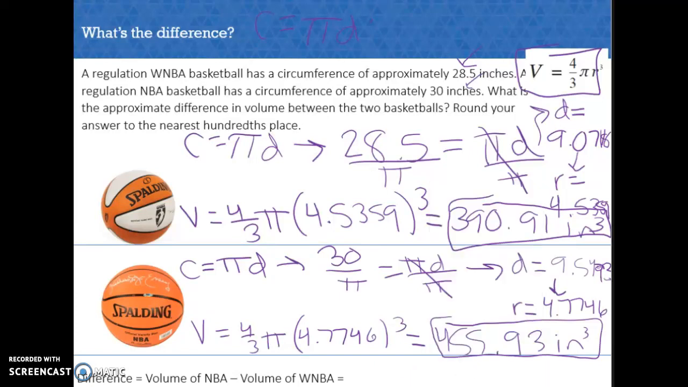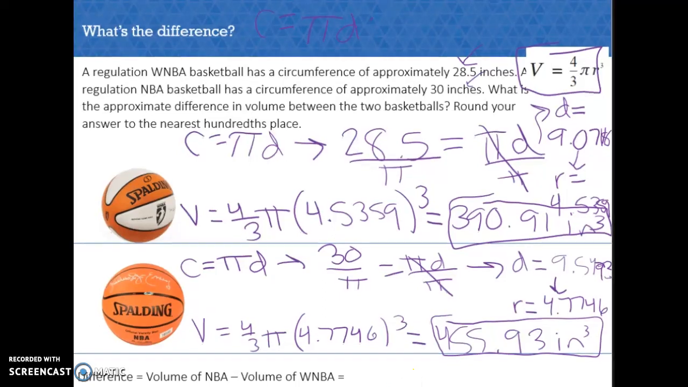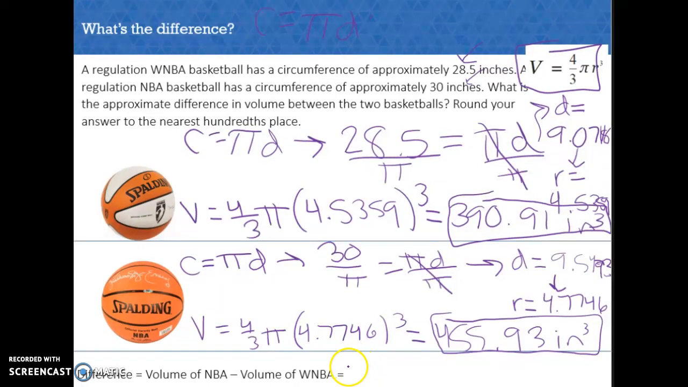And now to answer this question, to find the approximate difference in volume of the basketballs, we just subtract the men's volume minus the women's basketball volume. And we will get approximately 65.02 cubic inches. So it's a lot of work, but hopefully it didn't seem too difficult. It just takes a lot of time.